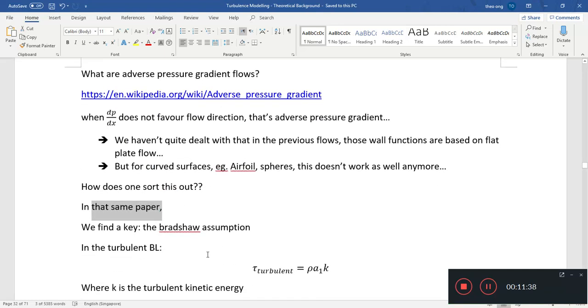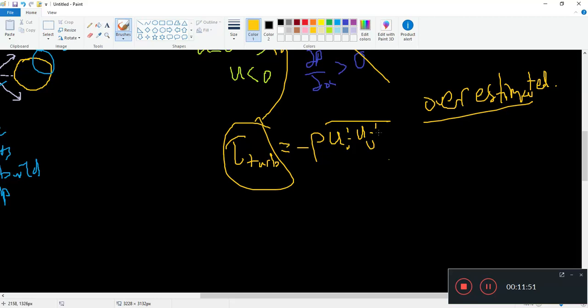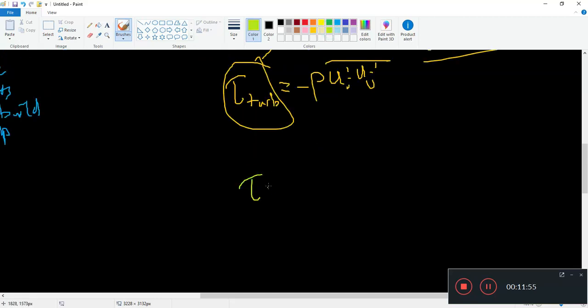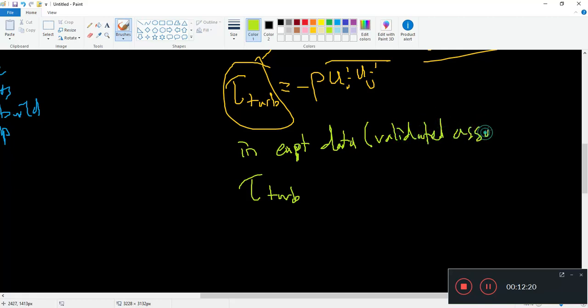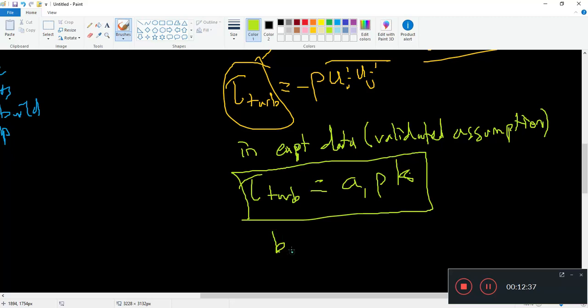So in the 1994 paper, we find a key assumption called the Bradshaw assumption. So in that, because if you use the normal kOmega SST, this will be overestimated. But based on experimental data, and also, yeah, this is not exactly experimental data, but it's validated by experimental data. So it's a validated assumption. Okay, tau turbulent equals some constant times the turbulent kinetic energy. So this is known as the Bradshaw assumption.